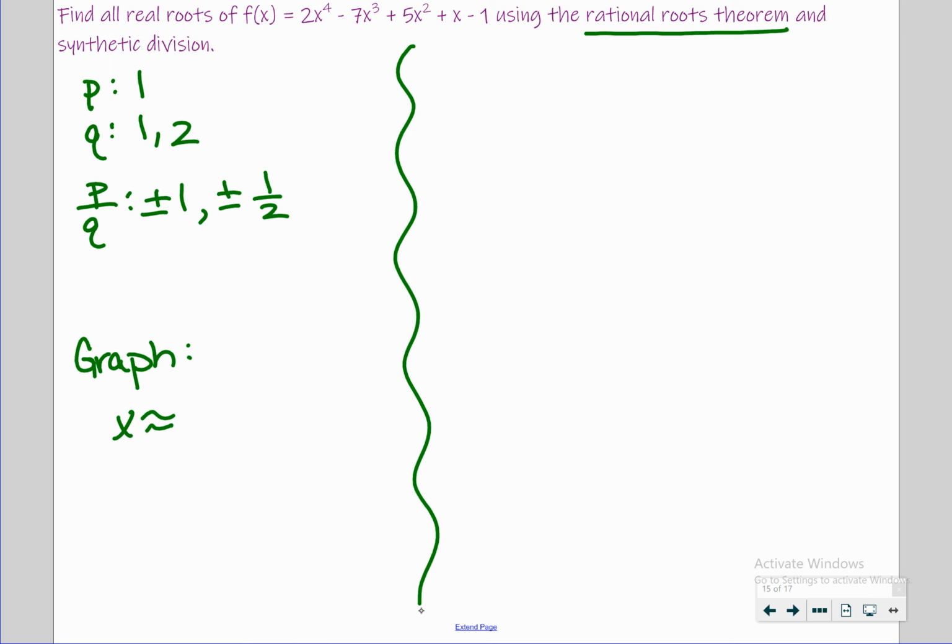What do we think? What looks good? 1, -1/2. Sound like a plan to start?